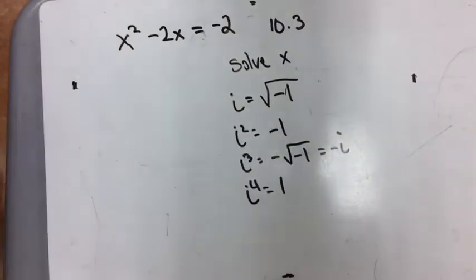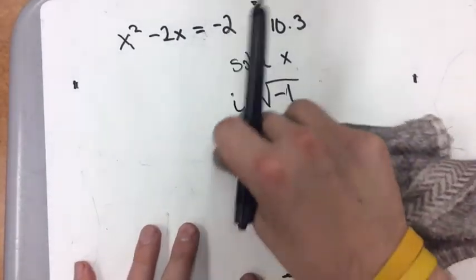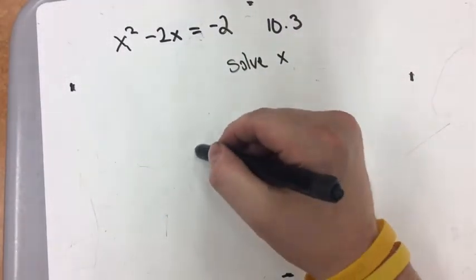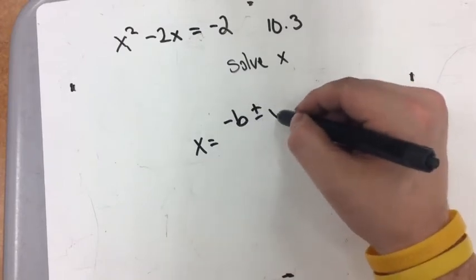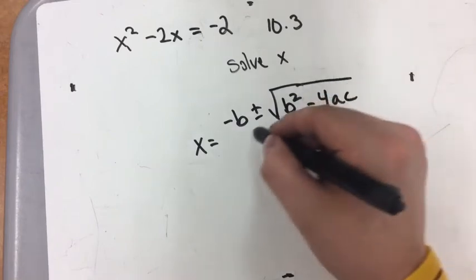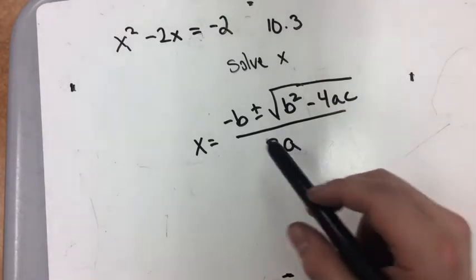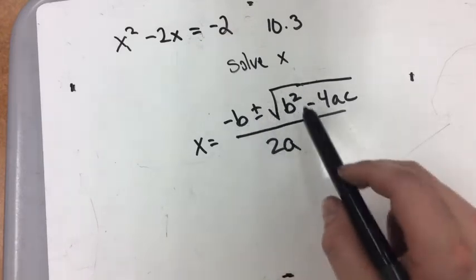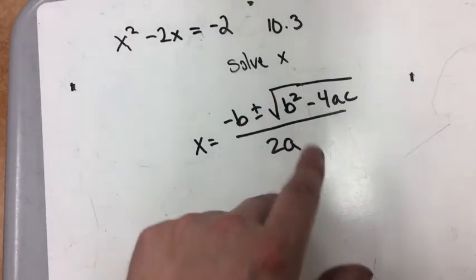Also with us is our trusty friend, the quadratic formula. Not to be confused with a quadratic equation, but the quadratic formula is x equals -b plus or minus the square root of b squared minus 4ac, all divided by 2a. We're going to use this a lot. This is something we should be familiar with. If we need to do some review, that's fine, just let me know.